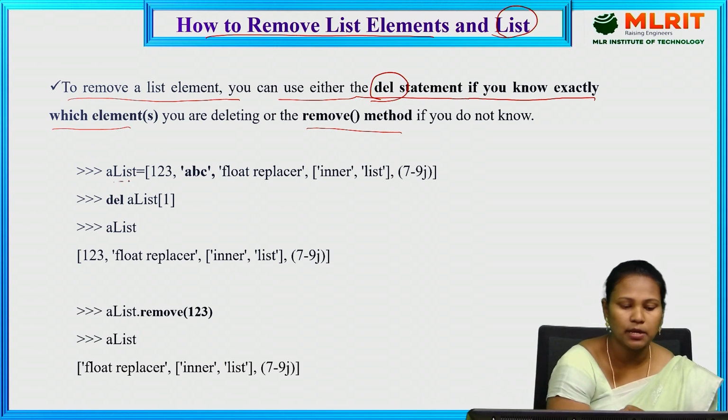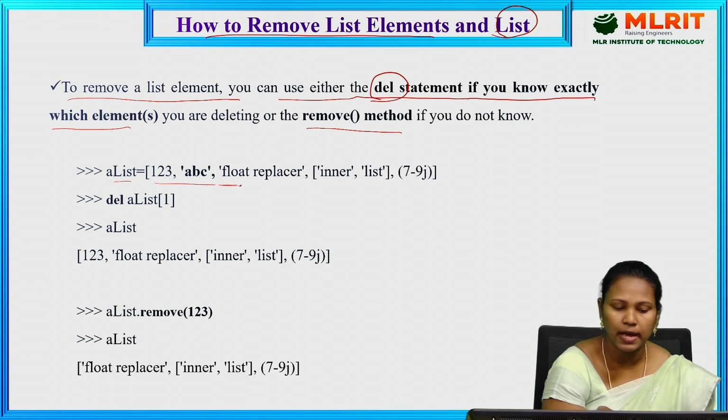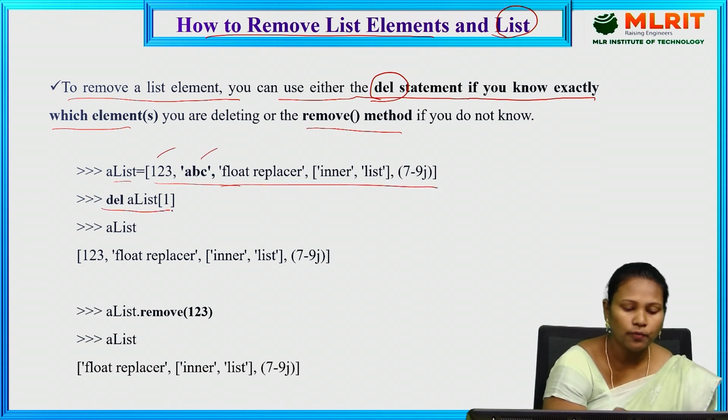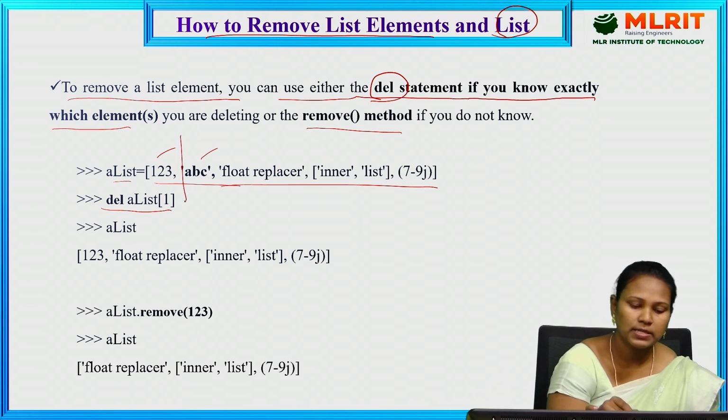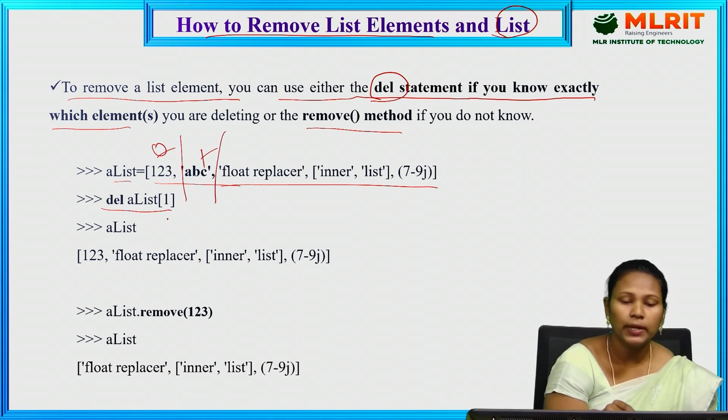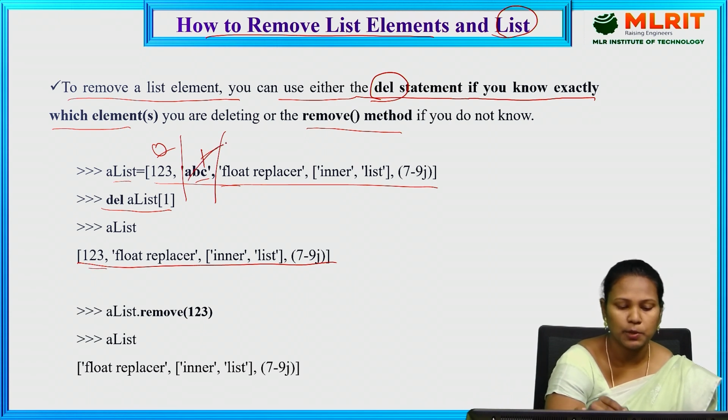So a list equal to, here we have different values: 1, 2, 3, ABC. Then del of a list[1]. So this is the 0 and 1, so it deletes the ABC. Now after deleting, we print the list, so it displays 1, 2, 3, float and so on.